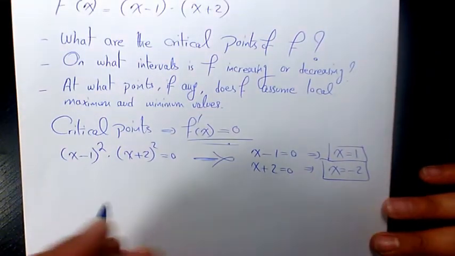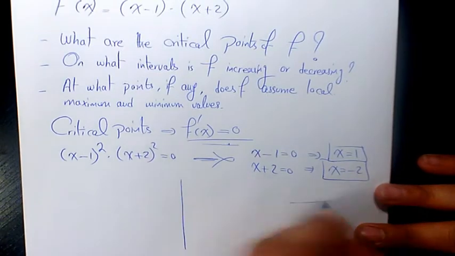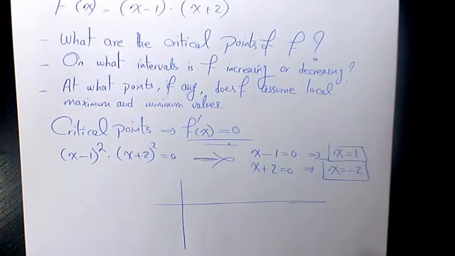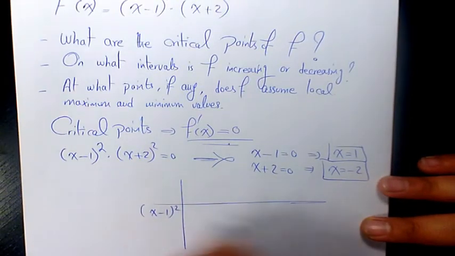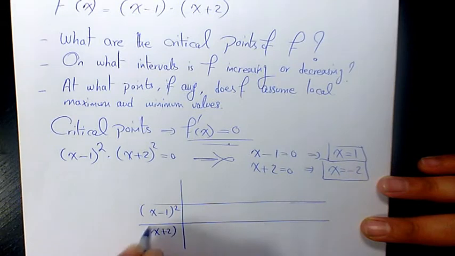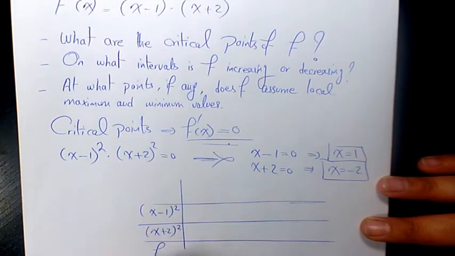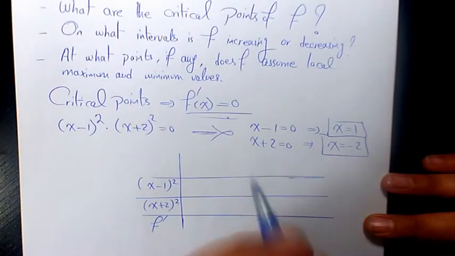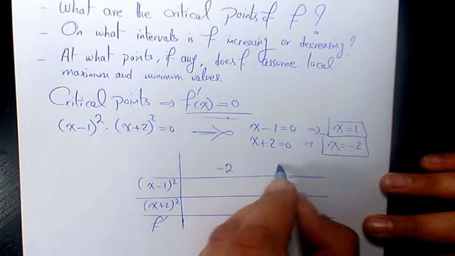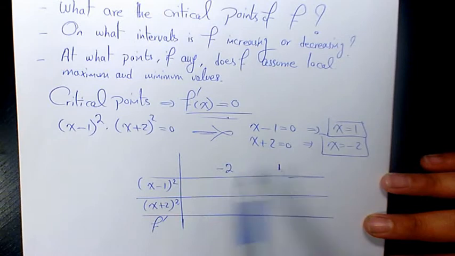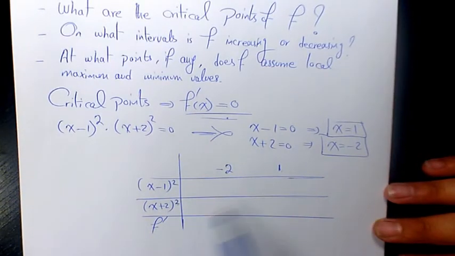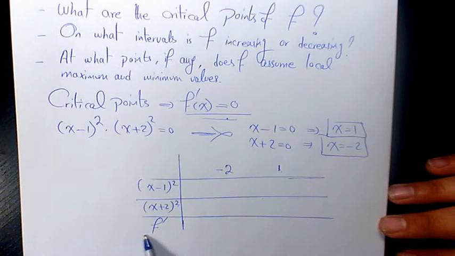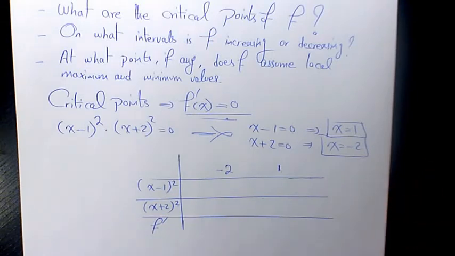So then, for finding the interval of increase or decrease, we need to make the table of values. We have x minus 1 squared and x plus 2 squared, and multiplication is going to give us f prime. In this type of example, we have the roots negative 2 and 1, which divide the whole interval into 3 different regions. In each region we need to find out if it's negative or positive, and then we can estimate whether f prime is positive or negative.